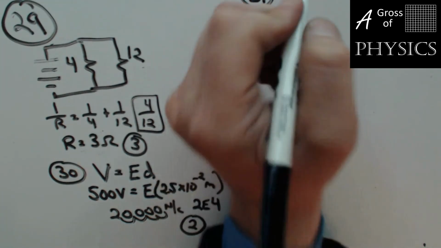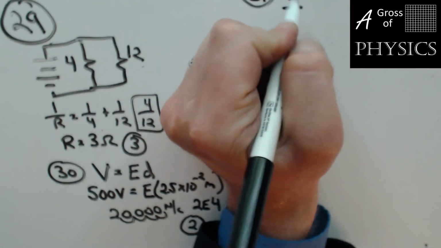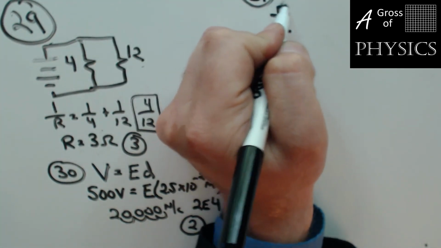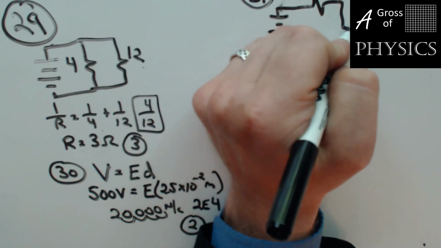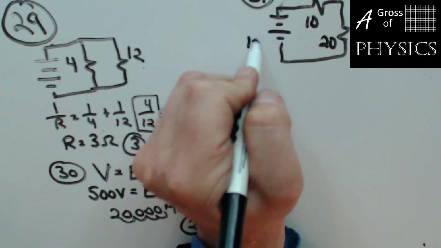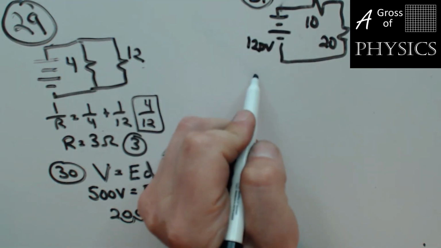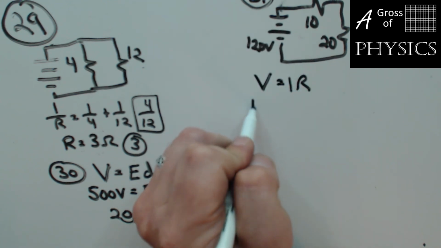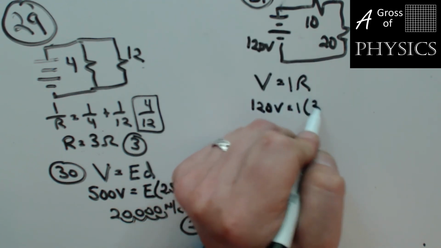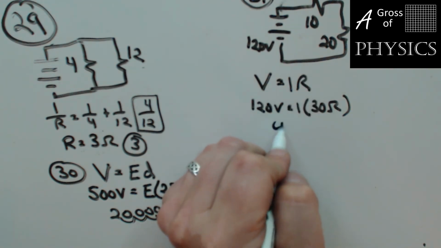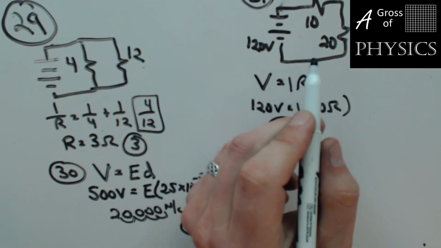We have a diagram showing a series circuit. The series circuit has a 10 and a 20 ohm resistor, and it's a 120 volt source. So if we find the equivalent resistance, it's 30 ohms, and V equals IR, so 120 volts equals I times 30 ohms. 120 divided by 30 is 4 amperes, which is choice 4.